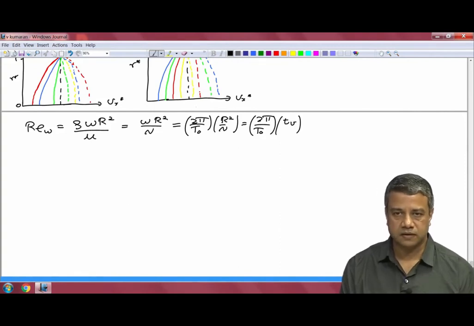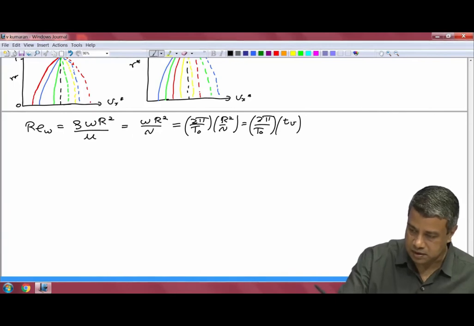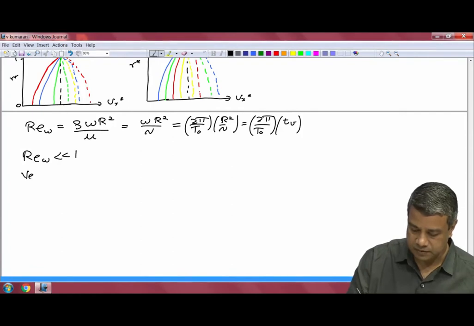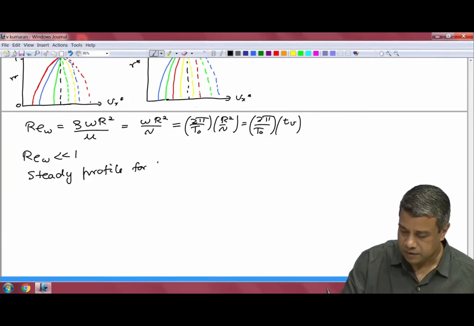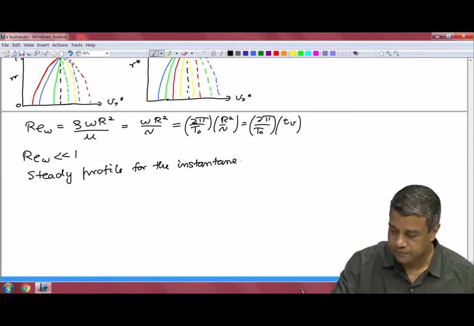Whatever the instantaneous value of the pressure gradient, momentum diffusion is fast compared to the time for the pressure gradient to change. Therefore, if we assume the pressure gradient is a constant and calculate the steady solution, that should be the solution in the limit Re omega small compared to 1. The velocity profile will be the steady profile for the instantaneous value of the pressure gradient.